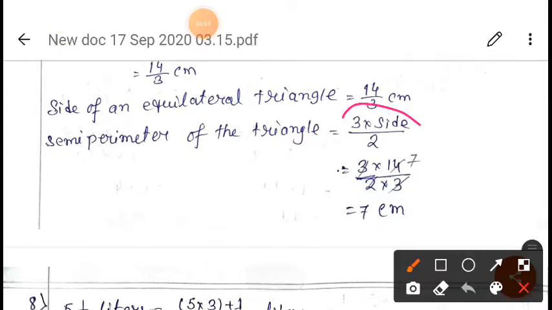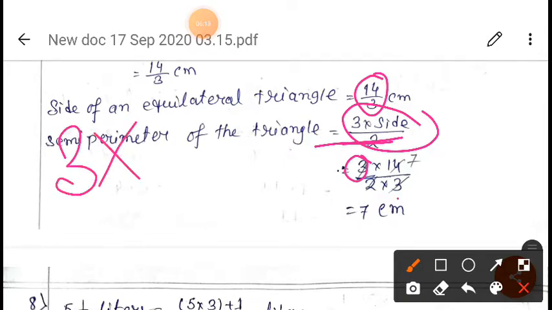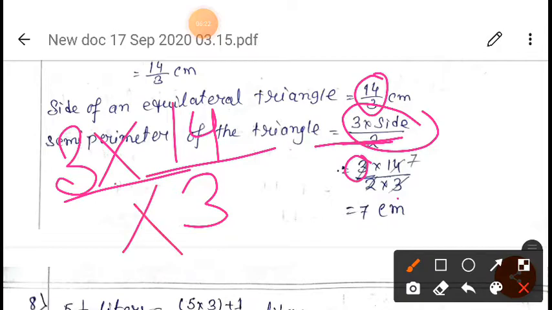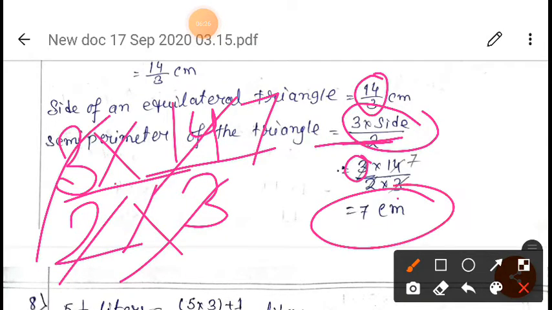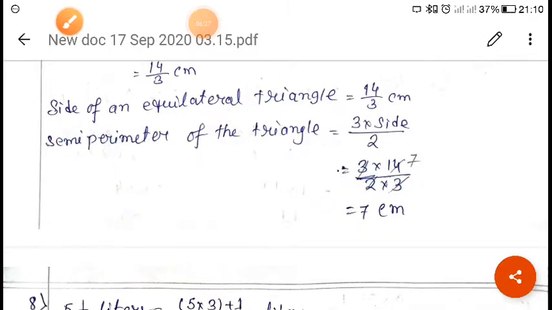Okay, don't think about where it has come from. It is a formula. Okay, so 3 into side divided by 2. So 3 into side is what? 14 by 3. As you can see, 3 and side is 14 by 3. 14 by 3 into 2. So we can write like this: 2 sevens are 14 and 3 will be cancelled out. 7 centimeters will be the answer, right?